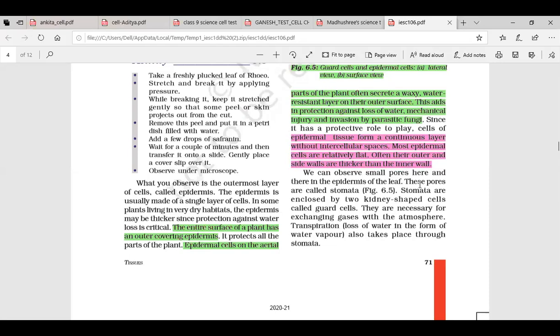What is the function of stomata? Stomata help in the exchange of gases as well as water. Transpiration takes place. What do you mean by transpiration?